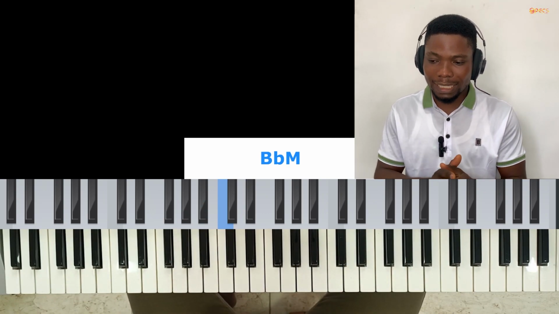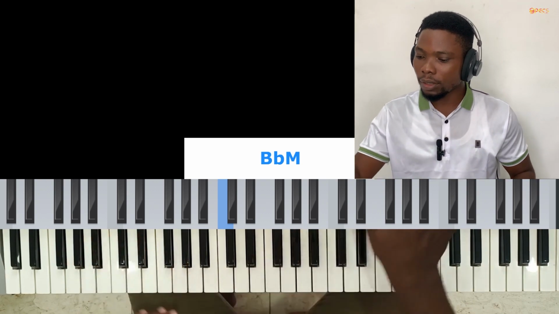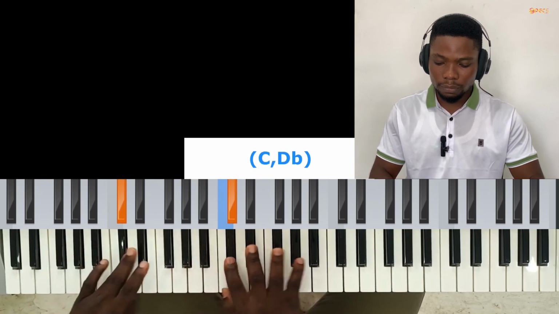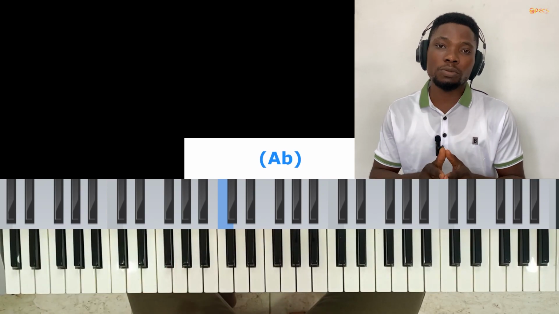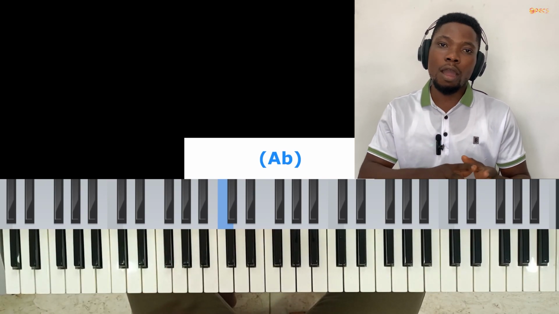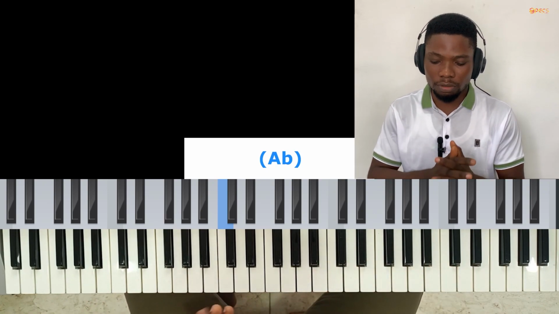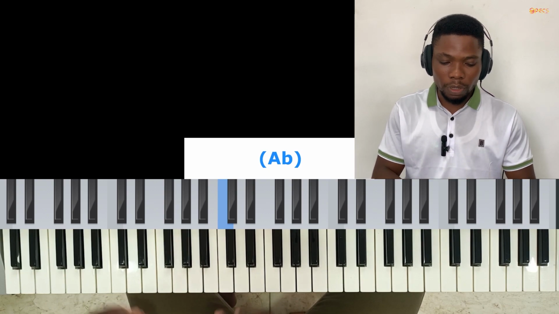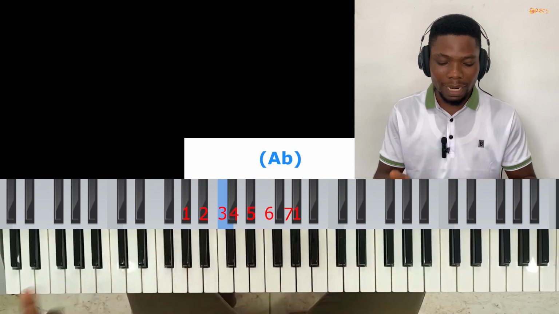Let's pick another key using the same numbers. So let's pick A flat. You're going to watch my video, which I did on all 12 keys. I did exercises around all 12 keys, so you should also watch that to understand it more. So A flat: 1, 2, 3, 4, 5, 6, 7, 1. You go back the same way.